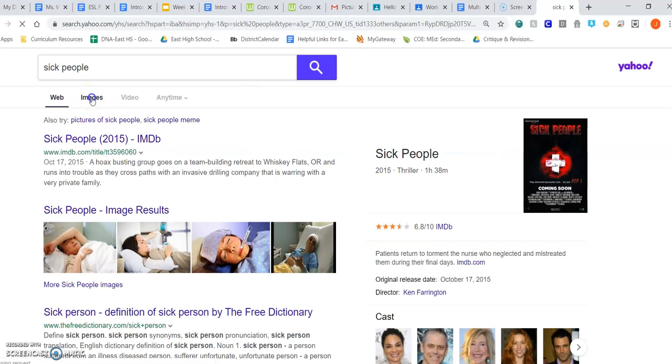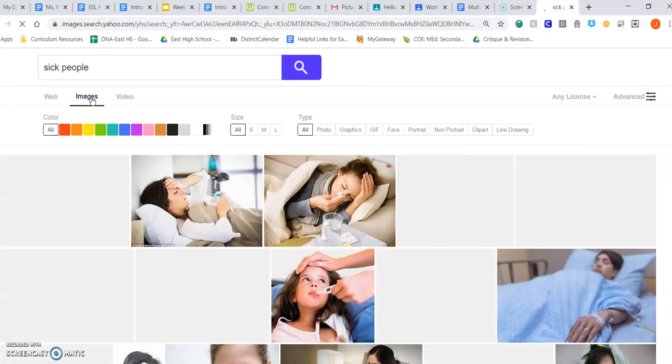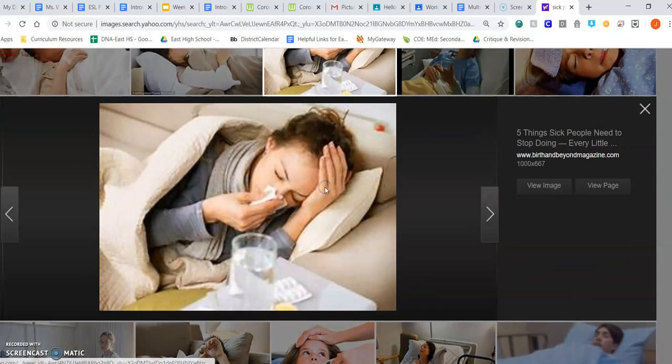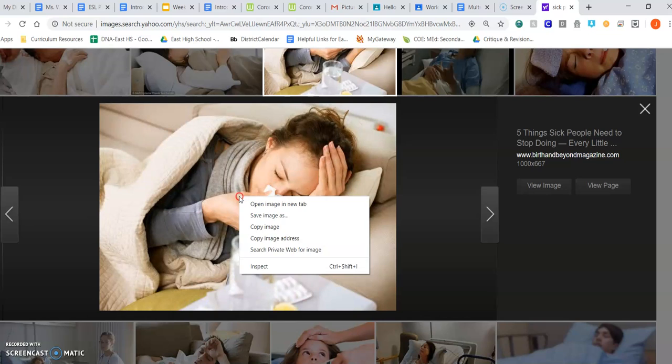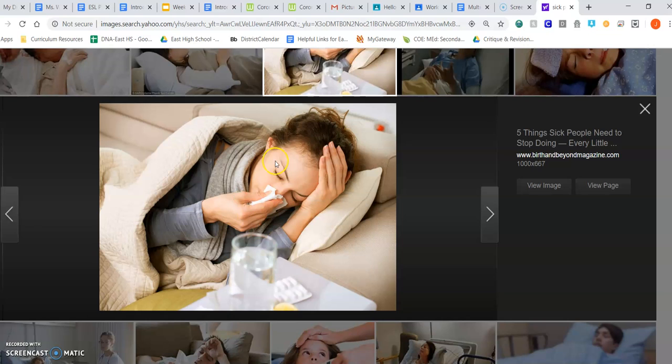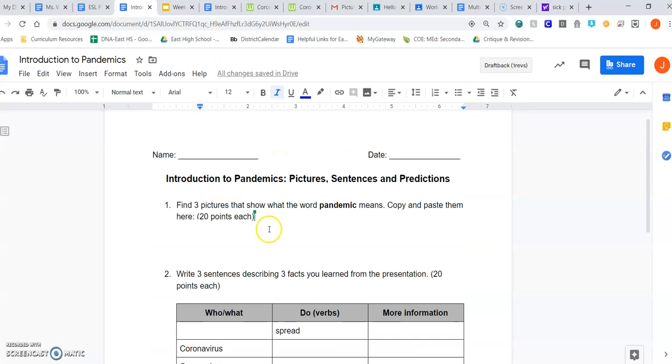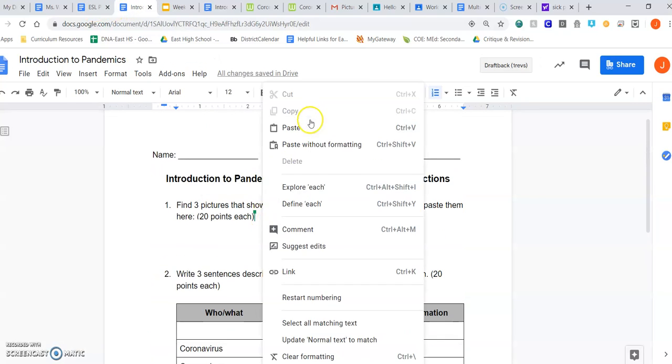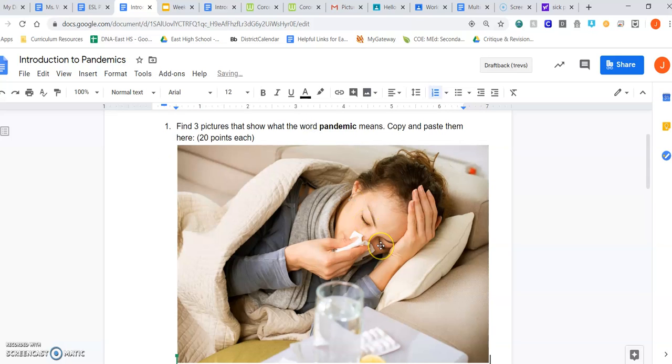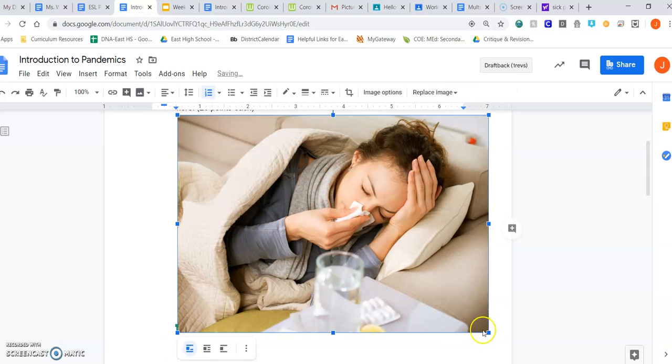And I look at pictures of sick people, and I'm going to choose one. So I'm going to choose this person. So I'm going to click on the picture. I'm going to Control-click, copy image, and then go back to my assignment. Click here, paste. Okay? Now I need to do 2 more.